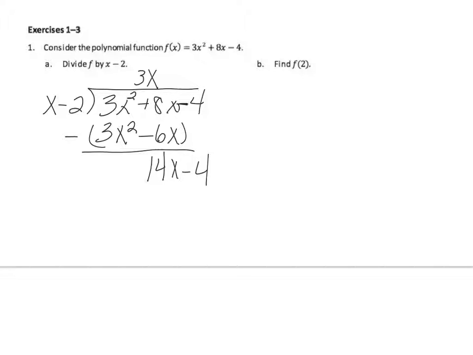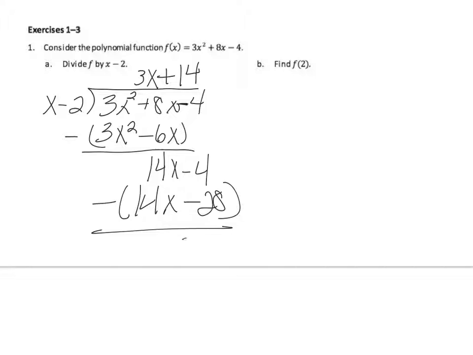14x minus 4, 14x minus 28, subtract, and I'm left with positive 24. So my answer is 3x plus 14 plus 24 over x minus 2. That's my remainder.